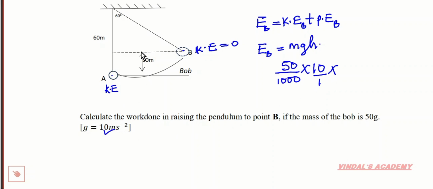The next one is height. The height is already given here, which is 10. So I will cancel these 2 zeros and cancel the 2 zeros here, cancel this 0 and cancel this 0. So the energy or the work done is given as 5 joules. So we are going to the next question.